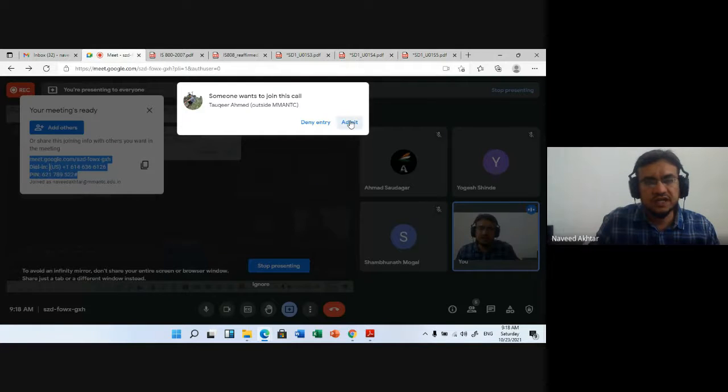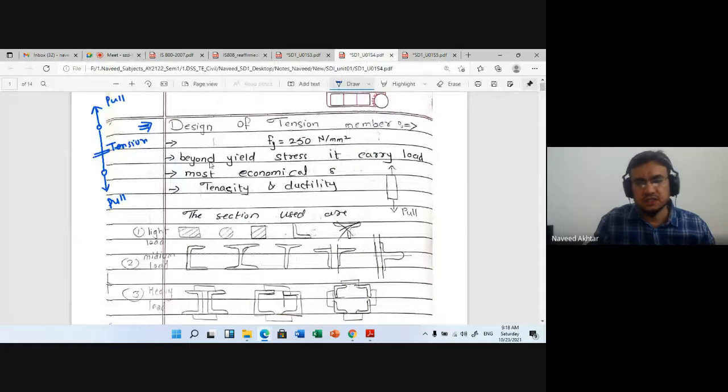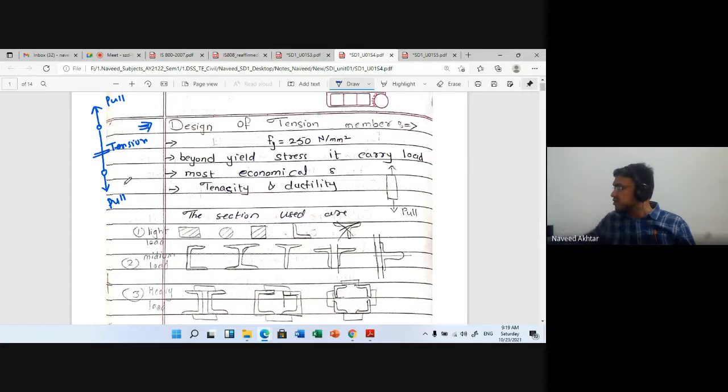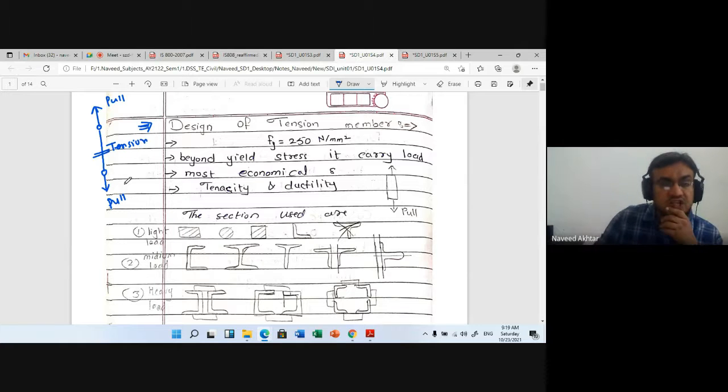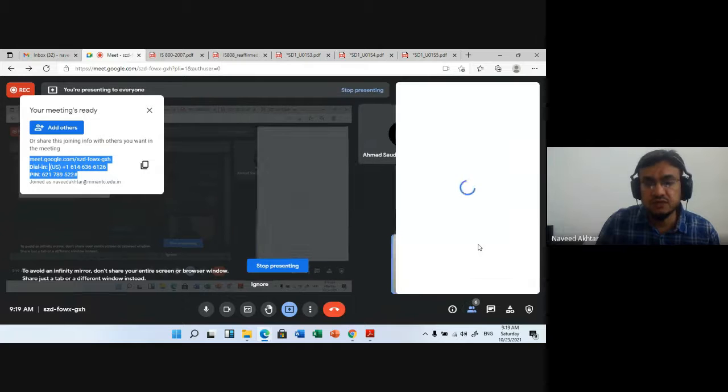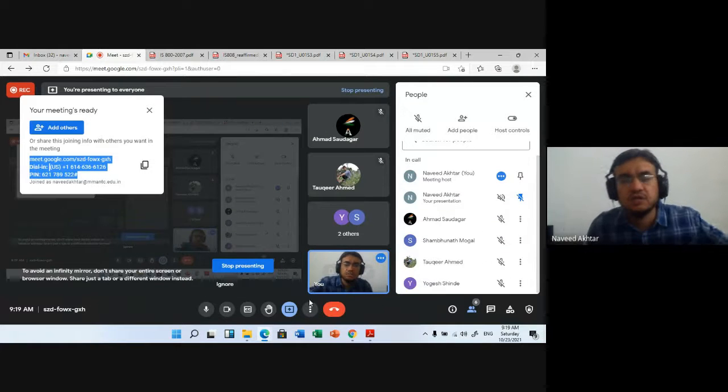Many times the tension member design is asked in the examination. One example is compulsory, on the welded connection or on tension. Either on any one type of example we ask, and sometimes in an option the tension member design is compulsory. So you know that if there is axial pull on the member, that member is called a tension member.